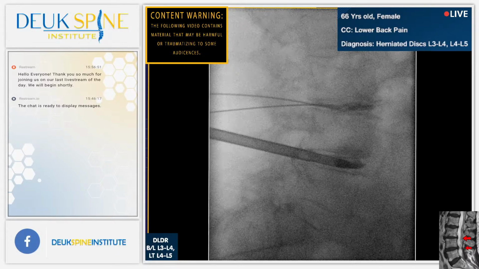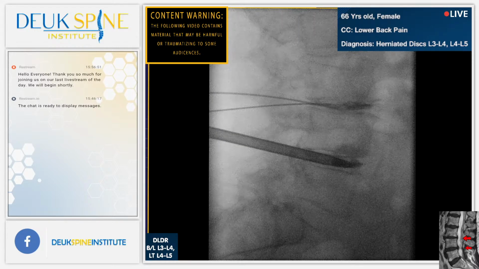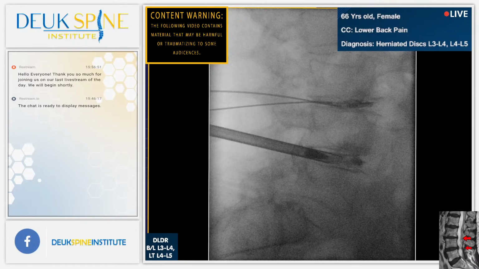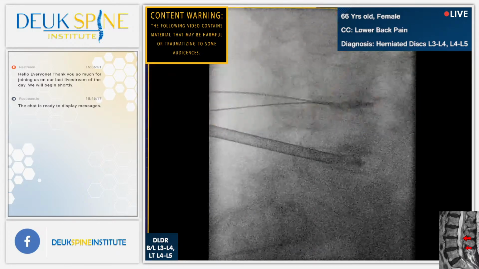I can't really see. Let me see. Looks a bit brutal, I get it, folks, but it works. We are inside the disc, and now we're going to fix it.